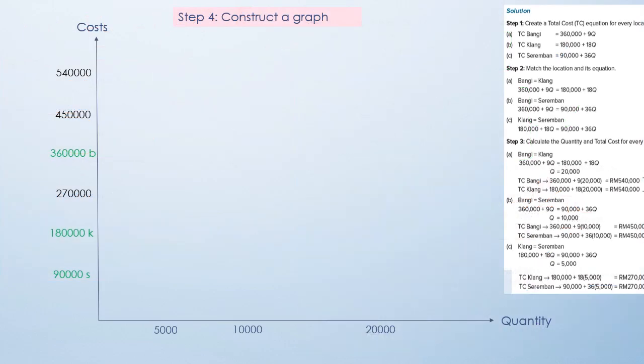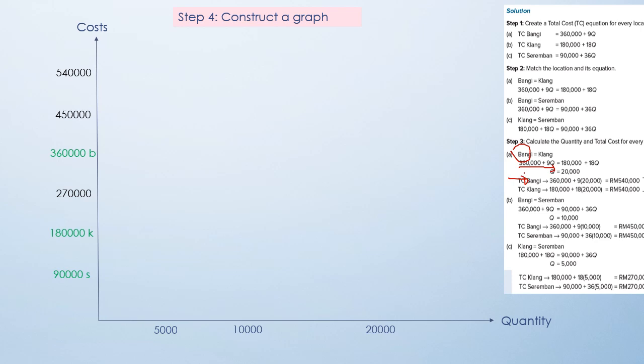Okay, now we are done with step number 3. We go to step number 4, that is to construct a graph. To construct a graph, we are going to use the numbers that we have calculated earlier in step number 3, the quantity calculated and also the total cost. So we go by sequence. We start with A first, then we go to B and C. It is best to go by sequence so that it will not confuse you.